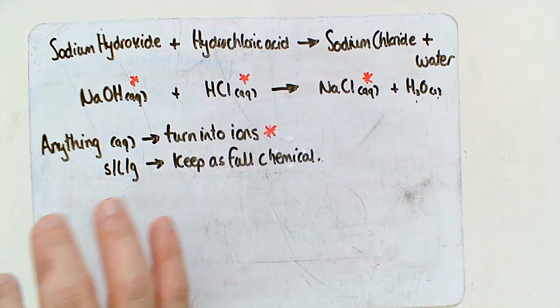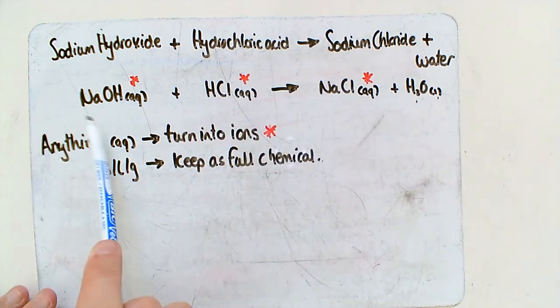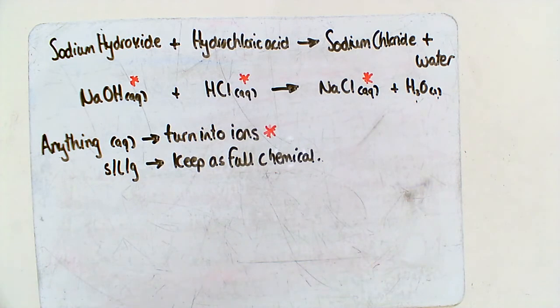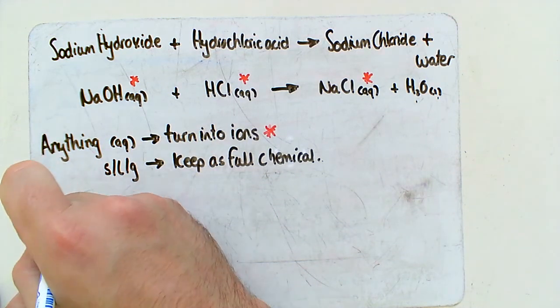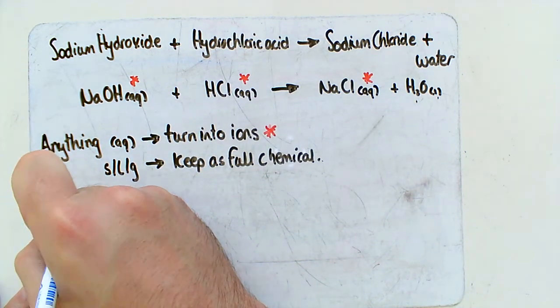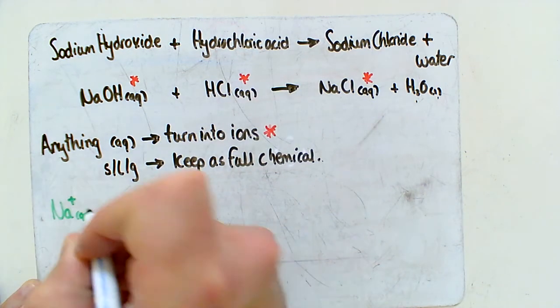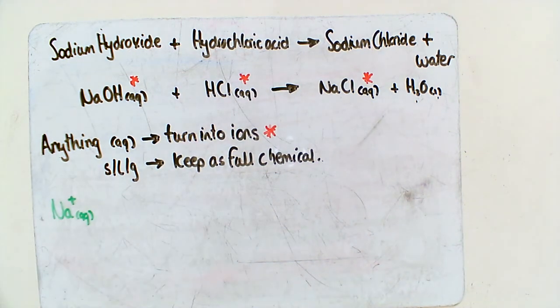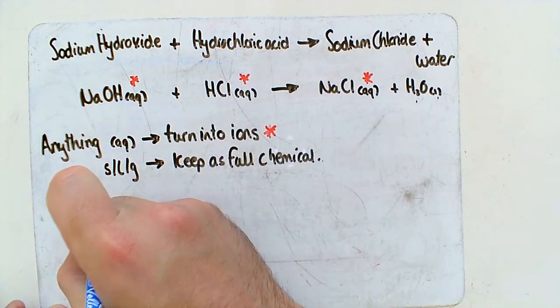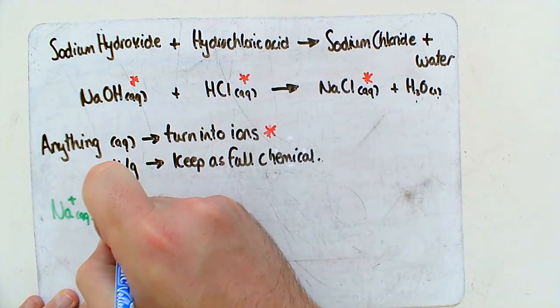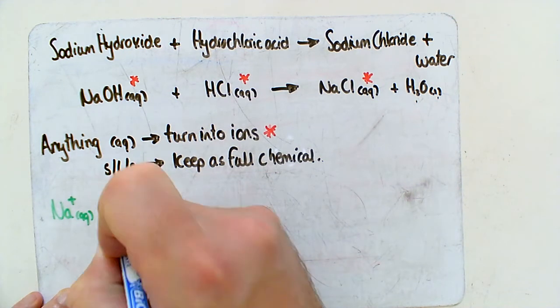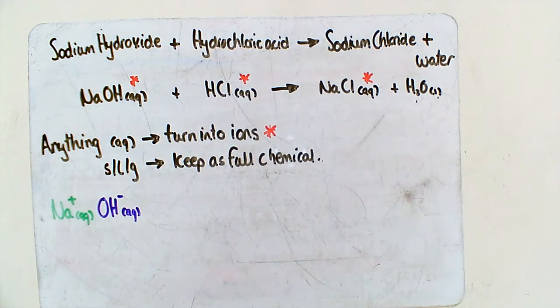So now what we're going to do is rewrite out this equation, but we're going to break it down into ions. And what I'm going to do is use different colours for each ion. So for the first chemical, we're going to have sodium plus, AQ. Now it might seem annoying, we have to write out the state symbol for everything. Then we have got hydroxide, AQ. Then we still put in our plus.